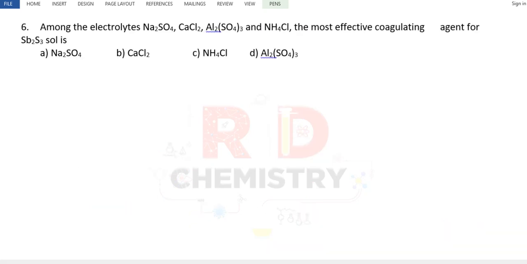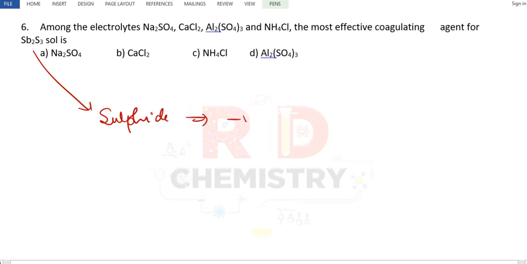Question number 6. Among the electrolytes, sodium sulfate, calcium chloride, aluminum sulfate, ammonium chloride, most effective coagulating agent for the Sb2S3 sol. Remember, this is a sulfide sol, and the sulfide sol is a negative sol. And we require positive active ions for coagulation according to Hardy-Schulze rule.